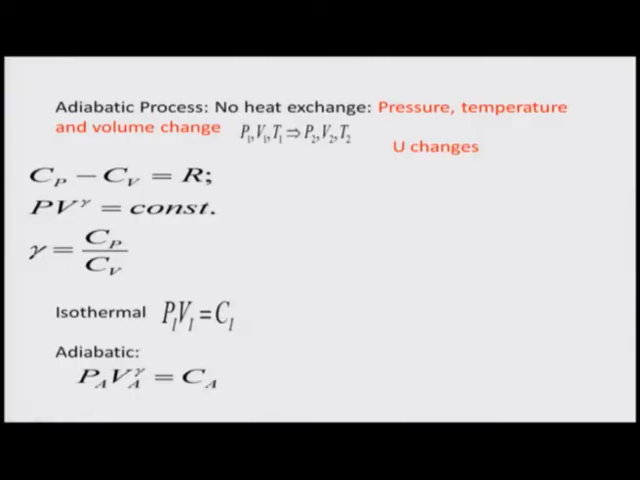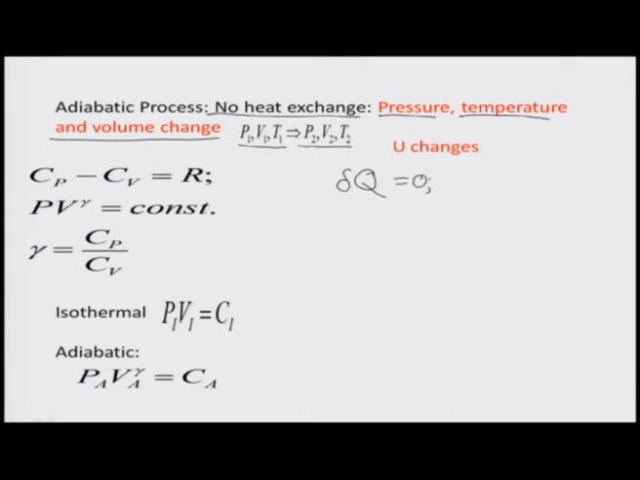Now I will go to the most complicated one, which is called the adiabatic process. In an adiabatic process, there is no heat exchange, so I can write delta Q is 0. So, it will be an interplay between the internal energy and the work done. What is most important here is that pressure, temperature and volume, all the thermodynamic variables, change. So, I am starting from P1 V1 T1, I am going to P2 V2 T2.